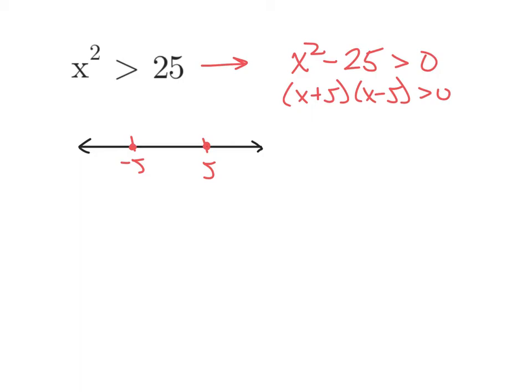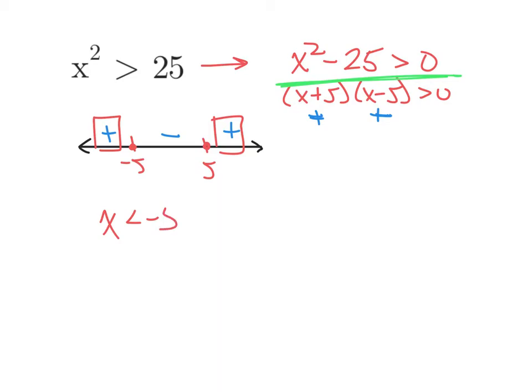Testing a couple points. Negative 1 billion would leave us with negative and negative, so positive. 0 would leave us with positive and negative, so negative. And 1 billion would leave us positive and positive, which is positive. We want the ones that are greater than 0. We see that right here. And so our intervals, again, are less than -5 or greater than 5.